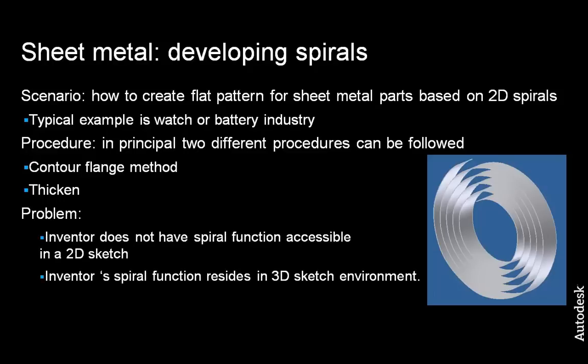The initial problem we have is that Inventor does not have a spiral function in a 2D sketch. You can only access the spiral function in a 3D sketch, and that's not necessarily what we want here. Clearly, what you can see from the image here is that the spiral we are looking at is a two-dimensional spiral. So how do we solve this?